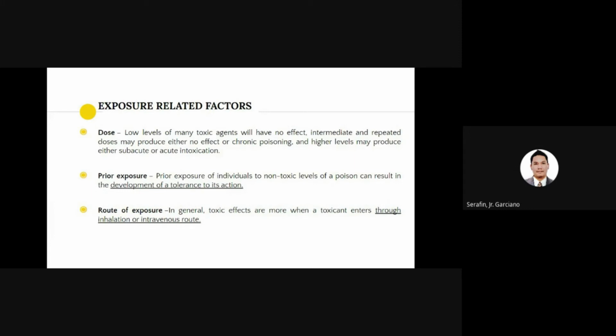As for the route of exposure, in general, toxic effects are greater when a toxic agent enters through the inhalation or intravenous route, because it goes directly to the blood and has a faster effect. The same goes for inhalation. So the route of entry of a poison plays a major role in modifying its toxic effect.